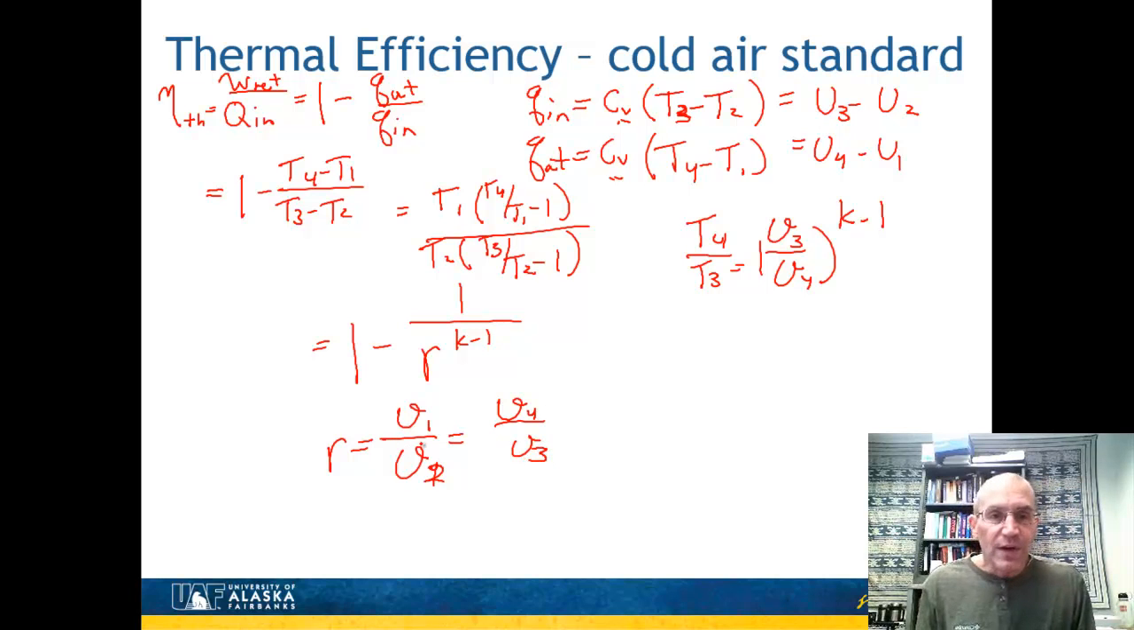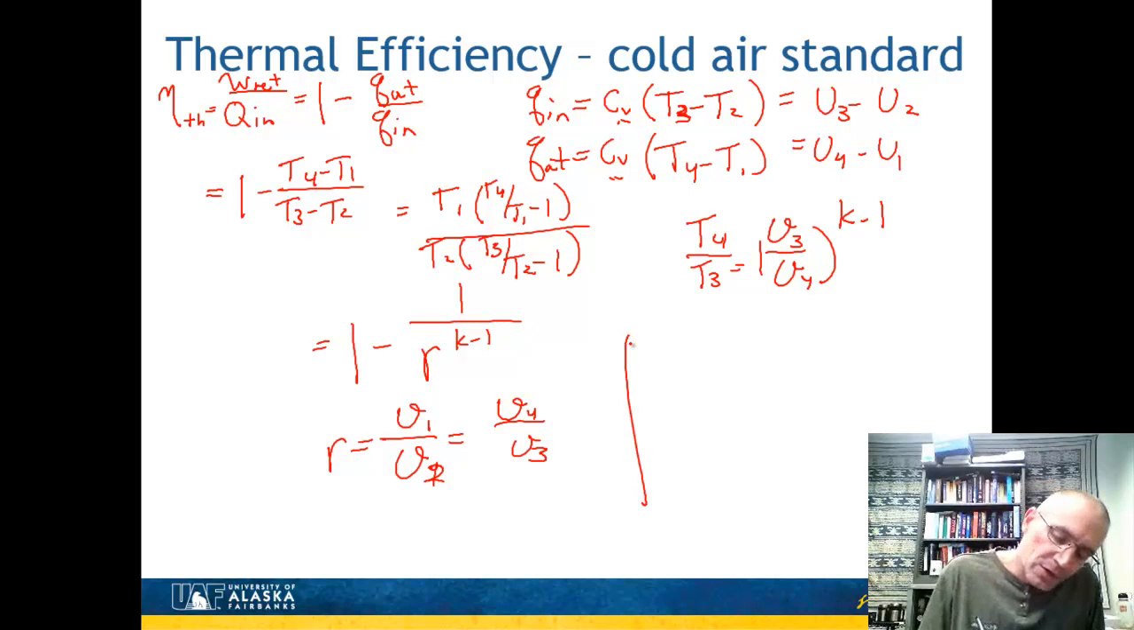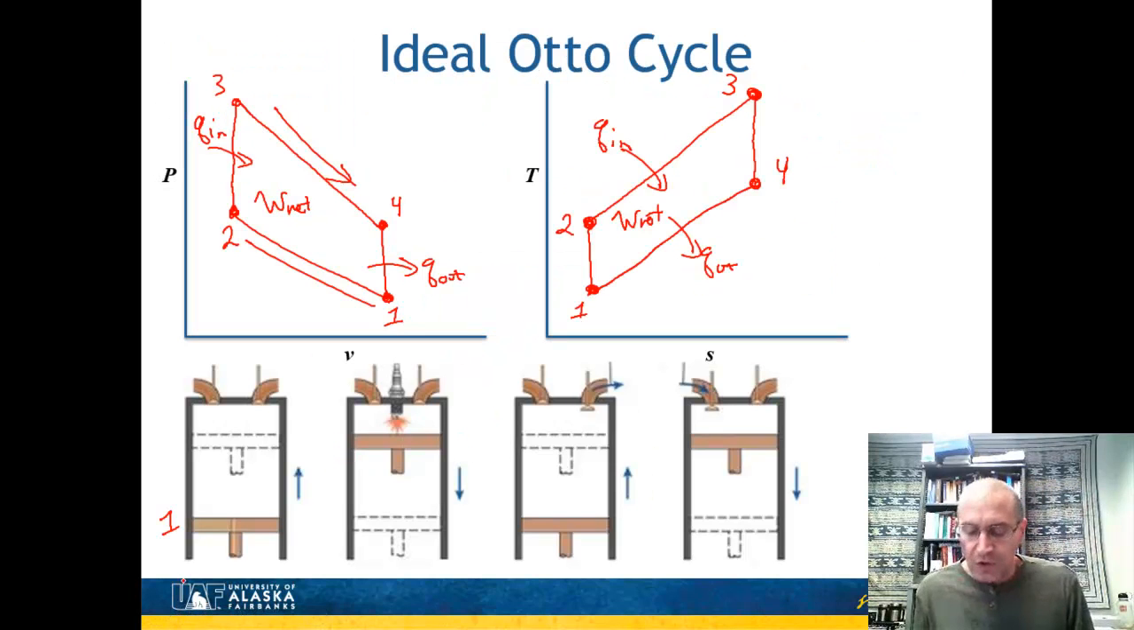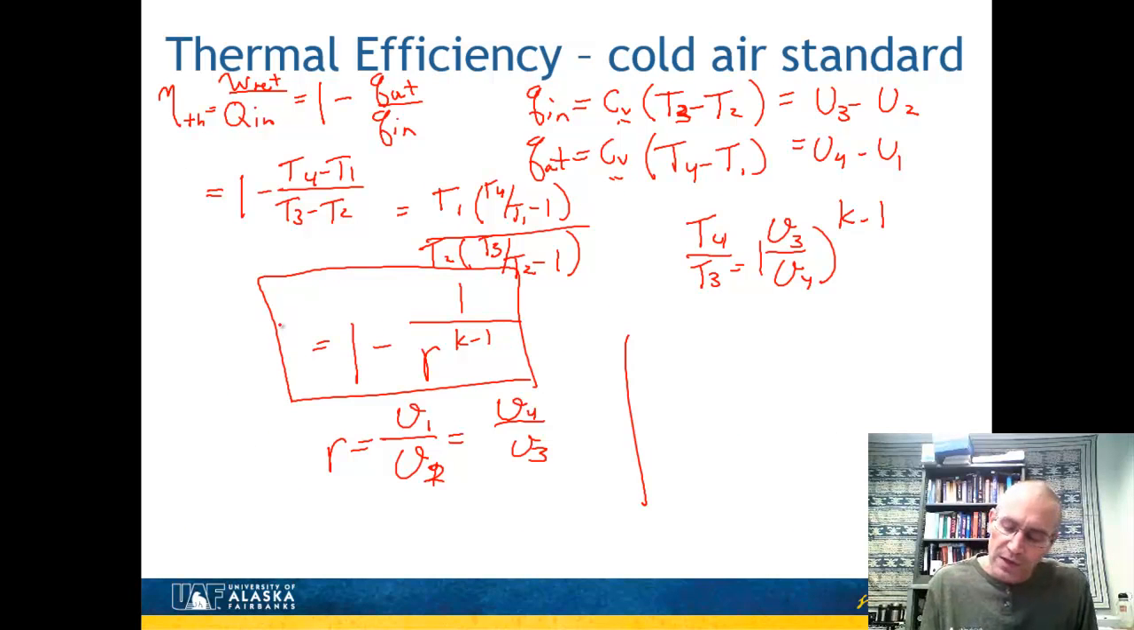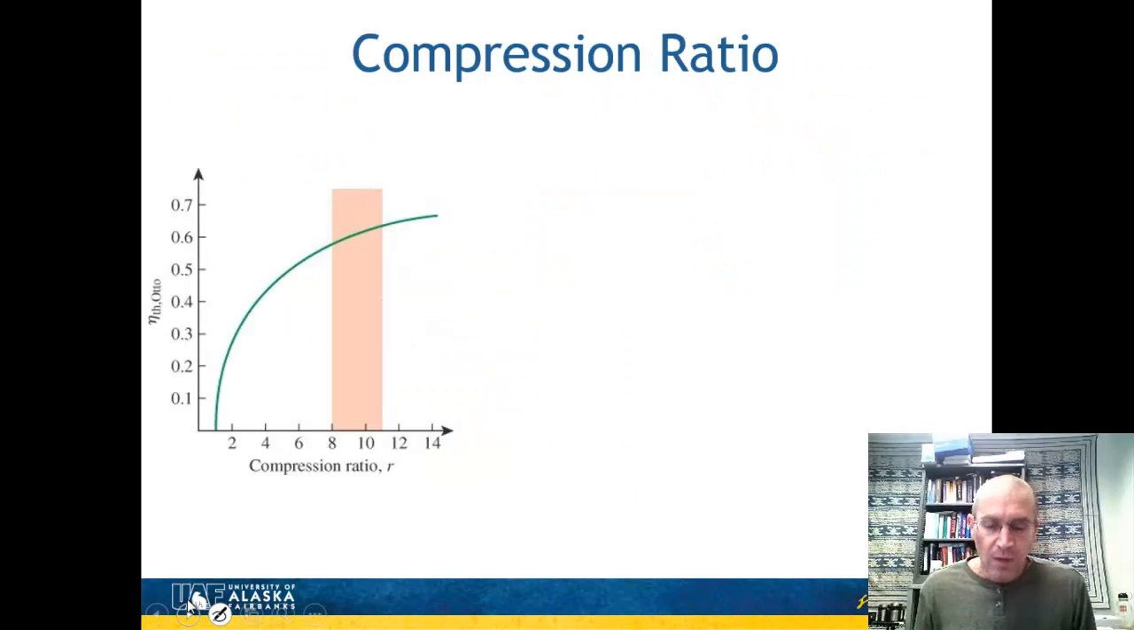And so this is the difference in the volume. If we come back to the previous diagram, I can show you: I'm looking at this volume divided by this volume. That's the compression ratio of the cycle. So I have a pretty simple equation in terms of r, and that's what the thermal efficiency is. Now that equation only works for the cold air standard assumption, where I had constant heat capacities and ideal gas assumptions. But it gives me a pretty good representation of the thermal efficiency for the Otto cycle. Just a couple of qualitative things about the compression ratio.